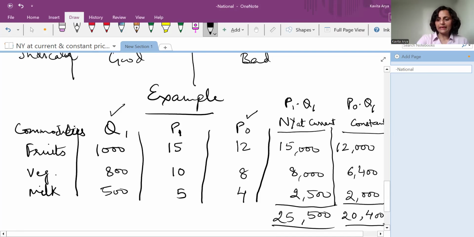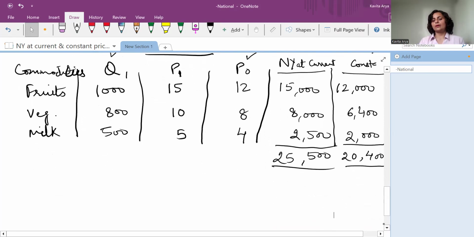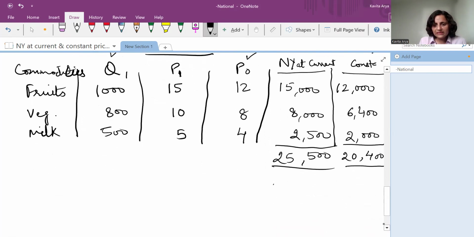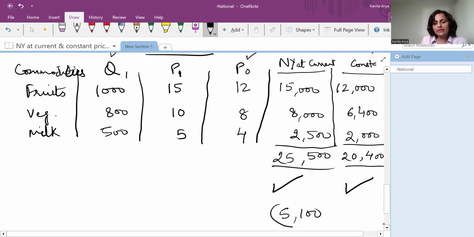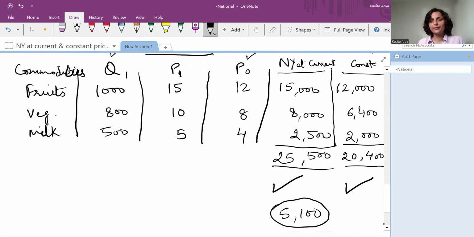So try and understand now. There is absolutely no change in the quantity produced in the ongoing year, and the quantity is taken to be the constant value. But if we compare this national income figure and this national income figure, there is a huge difference of more than 5,000 with absolutely no change in the quantity. And why is this difference arising? Absolutely on account of the prices.